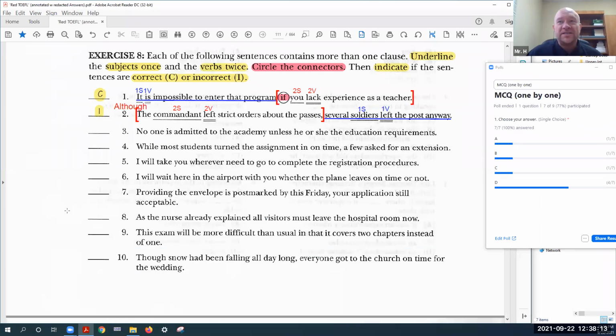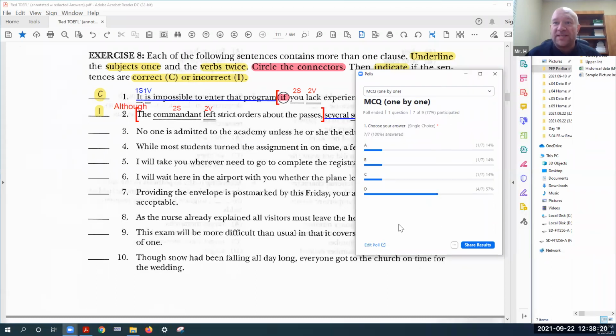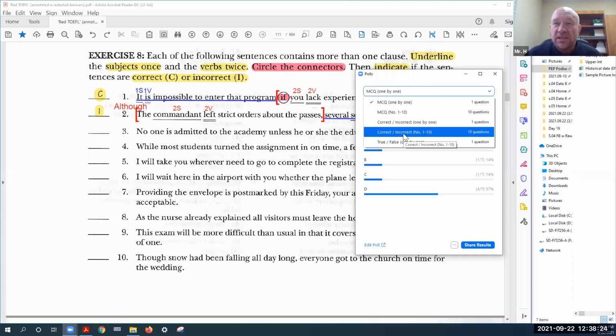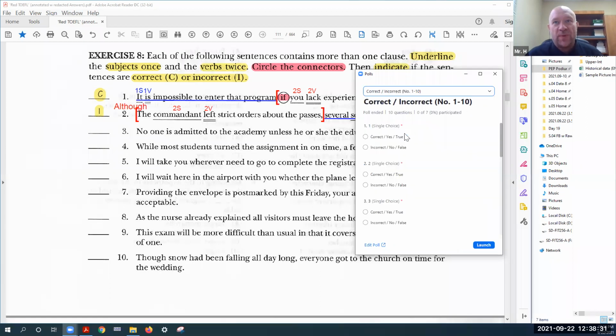All right, you guys, let's do this exercise. I'm going to start the poll. I'm going to give you 4 minutes to answer it. Are you ready? Let's see, correct, incorrect. The first one, answer correct. The second one, put incorrect, okay? All right, start now.